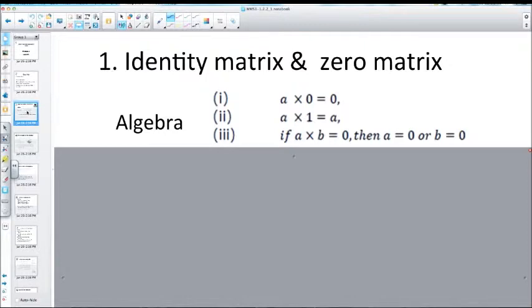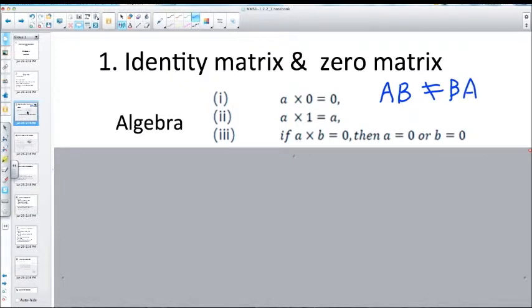In the first lesson, we learned a significant difference between matrix algebra and college algebra. Matrix algebra is non-commutative. That means if you multiply A to B, most of the time it will not equal B times A.